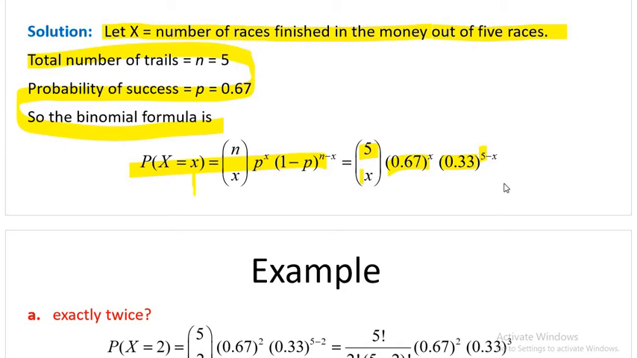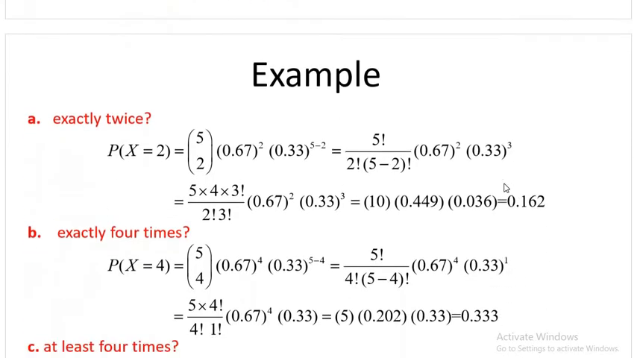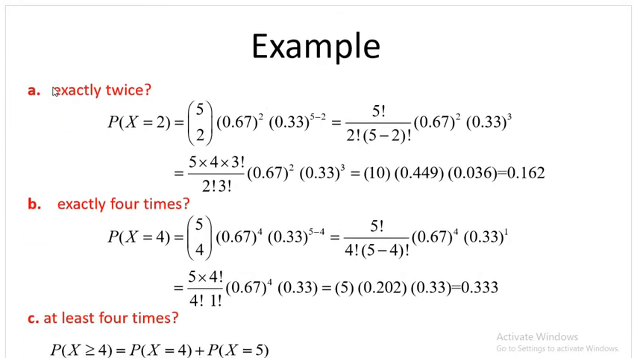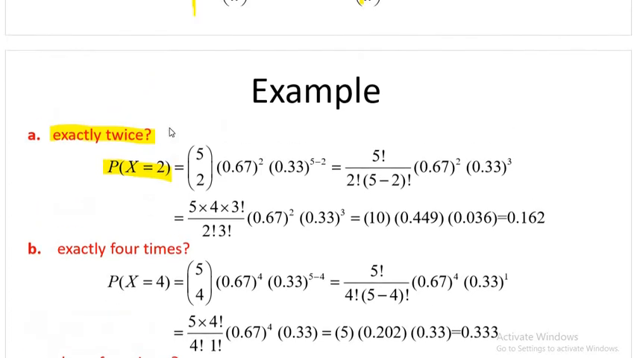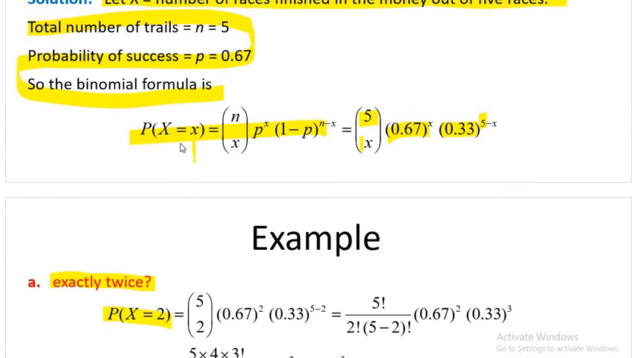Now the question was, what is the probability that you end in the money exactly twice? Exactly twice means x is equal to 2. So this is what you are looking for: the probability that x is equal to 2. Now I will replace x with 2 in these places in the formula.